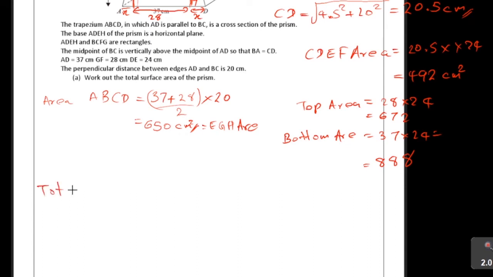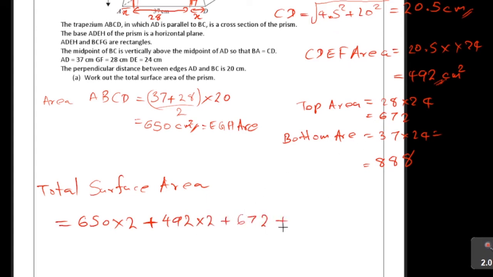So total surface area equals to, we have the two trapezoidal faces. So this 650 into 2. Okay, two faces done. Keep in mind always we have to find all the six. And we have the side areas also same, two rectangles 492 or so into 2 plus top and bottom. Top is 672 plus bottom 888. So addition of all these, how much? 3844 square centimeters.